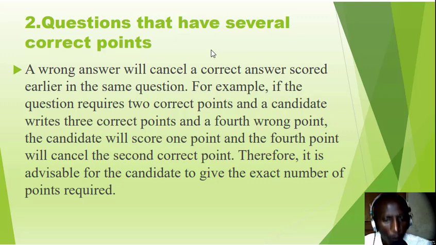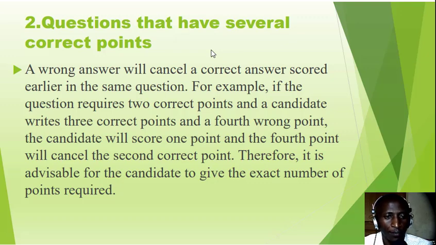This question requires 2 correct points and a candidate writes 3 correct ones but adds a 4th wrong point. The candidate will score 1 point and the 4th point, which is wrong, will cancel the second correct point. Therefore, it is advisable for the candidate to give the exact number of points required. So that is very, very crucial.